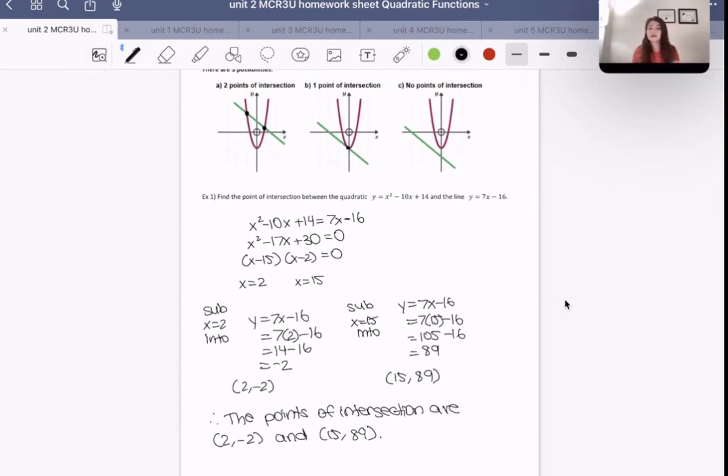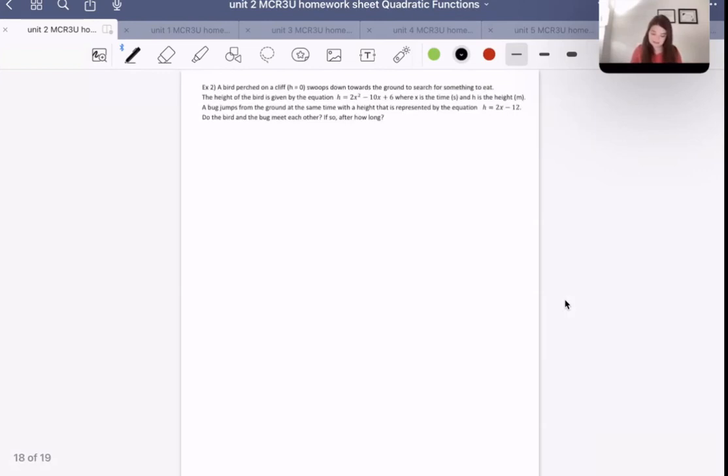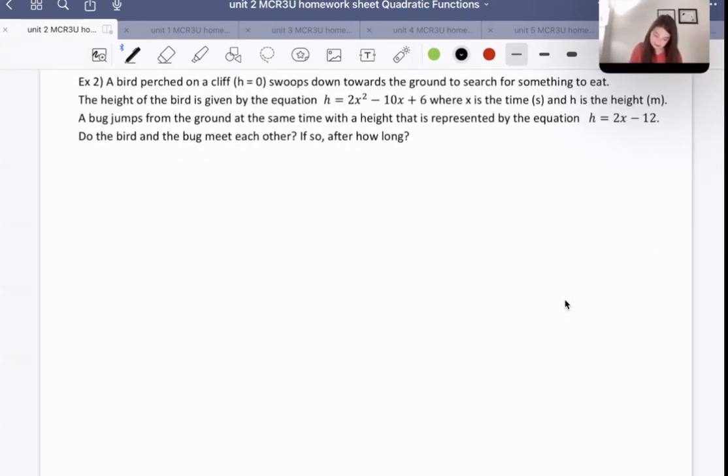All right, so let's try a few more examples like this. I have a few more examples here, or at least example 2.